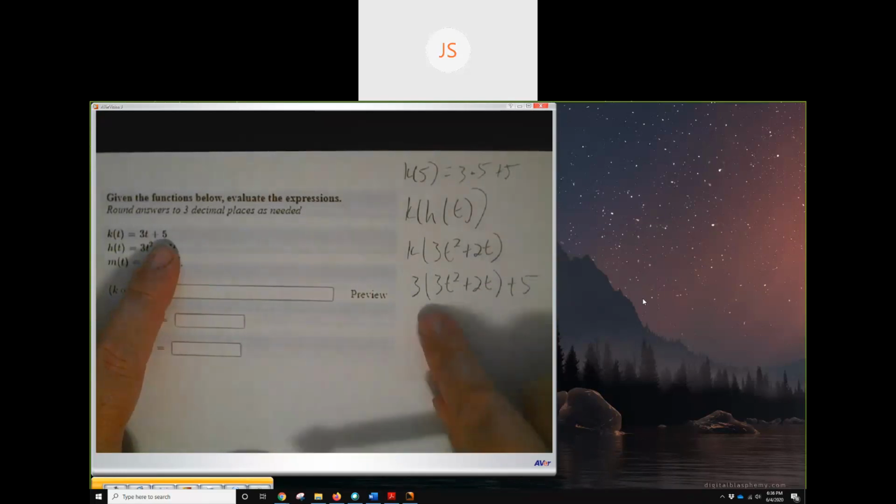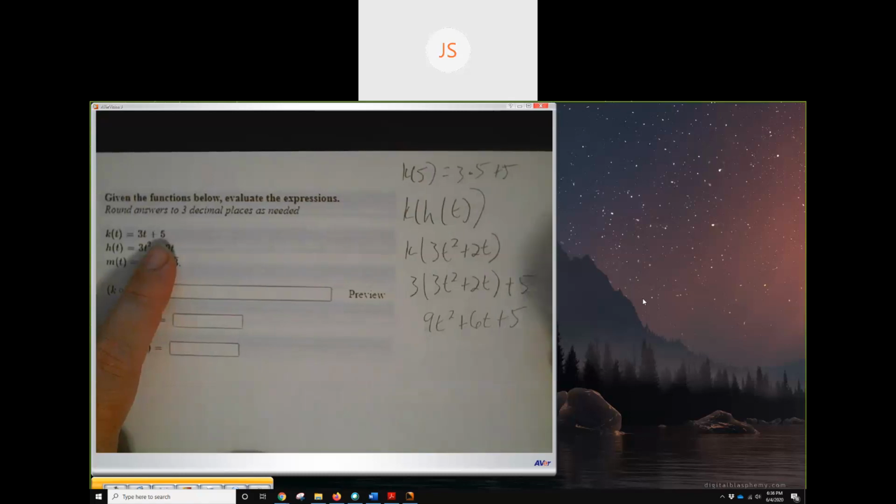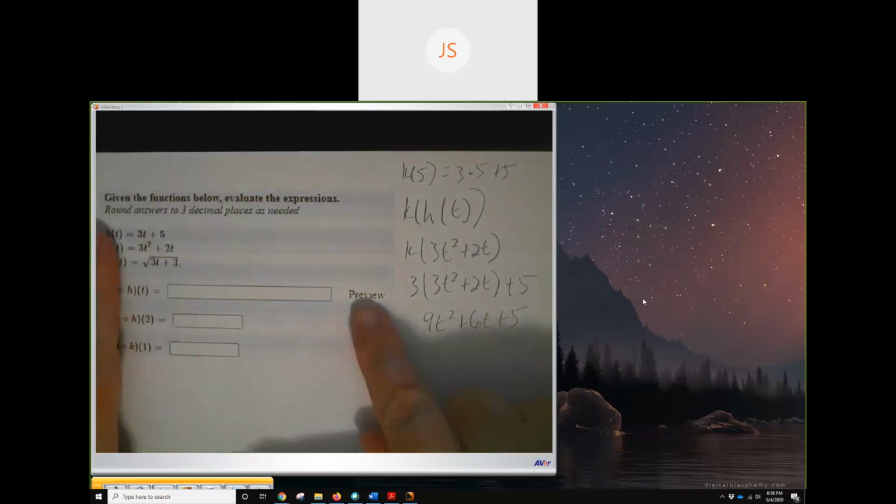Now, WeBWorK will sometimes want the answer like this, but sometimes they'll want it simplified. So I would put that in, and if it doesn't work, then I would distribute and simplify. So 9t squared plus 6t plus 5. But one of these two will be what it's looking for. And a little hint: if it says preview like this, then it's looking for something with a variable.